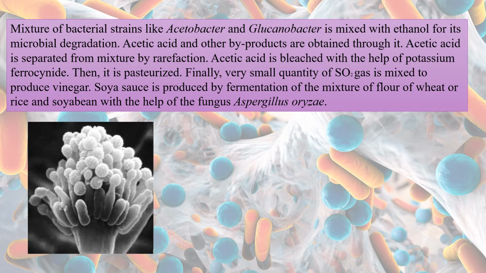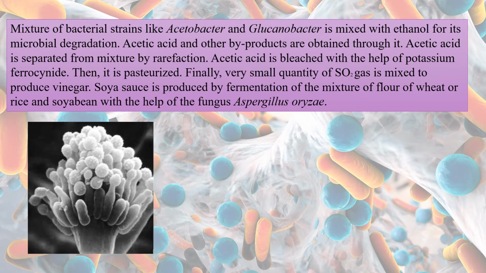Mixture of bacterial strains like Acetobacter and Glucanobacter is mixed with ethanol for its microbial degradation. ठीक है, इनका मिक्सचर यूज किया जाता है ताकि ये माइक्रोबियल डिग्रेडेशन हो. Acetic acid and other byproducts are obtained through it. Acetic acid is separated from mixture by rarefaction. Acetic acid is bleached with the help of potassium ferrocyanide.